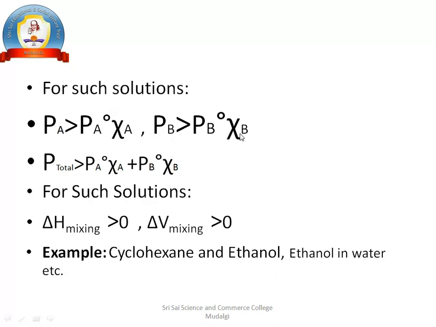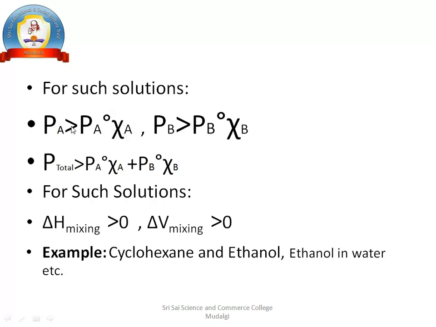Now children, you may ask what is PA, what is P naught A, and what is mole fraction of A. As I have told again and again, A and B are the two components. B is referred to as the solute and A as the solvent, say for example. The vapor pressure of component A is represented as PA, and P naught A is the vapor pressure of pure component A, into the mole fraction chi. This is the symbol chi, the mole fraction of component A.